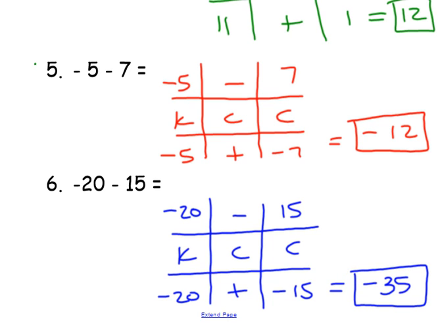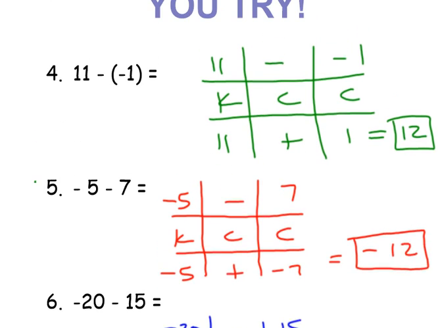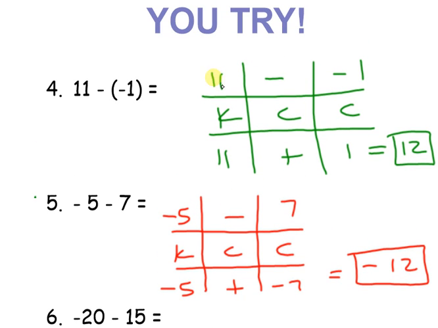If you're not done, you can go ahead and pause the video, and if you are done, I'm going to go ahead and explain. So here you have 11 minus negative 1. You keep your 11, you change your minus to plus, you change your negative 1 to a positive 1. Now you have positive 11 plus positive 1. 11 plus 1 is 12. Since they're both positive, you keep the sign.